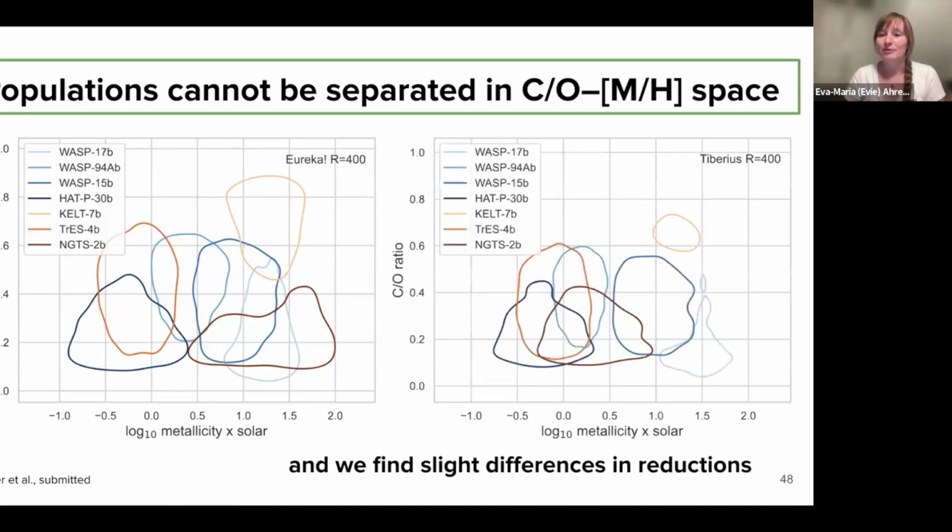Now we are looking at Tiberius R400 in the same plot. The first thing we find is slight differences in the reductions. As you can probably tell by staring at the colors a little longer, they are pretty much consistent across the reductions, except for our problem children, KELT-7 and NGTS-2b. So you see why I pointed out a lot of the difficulties with these data sets beforehand, because they also show, in this uniform analysis, the same issues in constraining the C/O ratio and the metallicity.